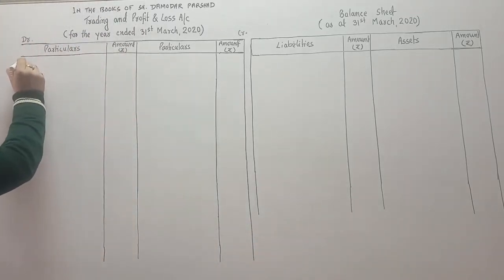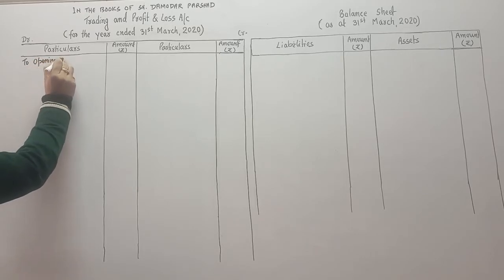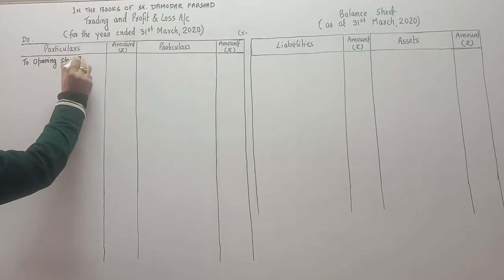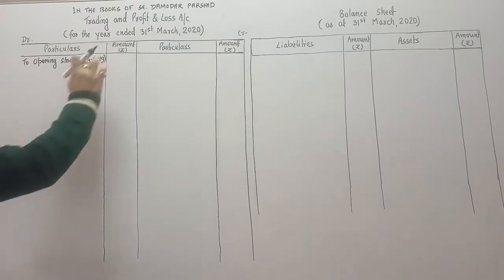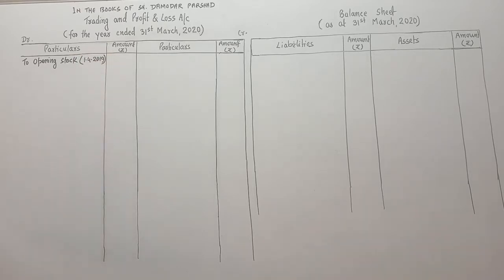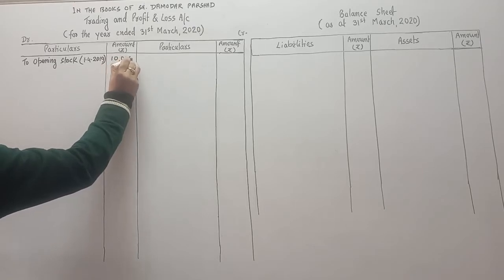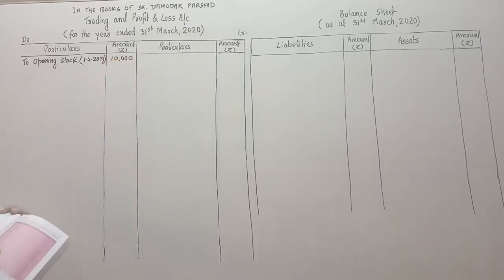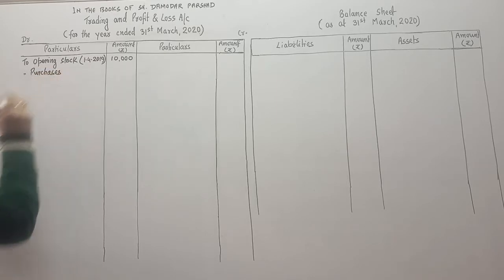So start with that. Stock is given in this question on 1st April. So the stock on 1st April 2019 is the opening stock. How much is it? It is 10,000. 10,000 is the opening stock. Thereafter you come to purchase. Purchase is the direct purchase, purchase of raw material.